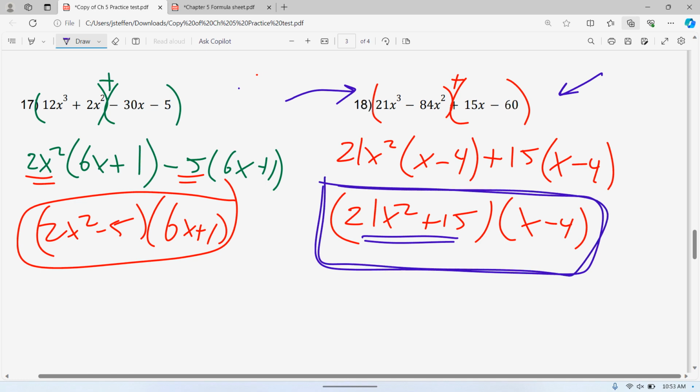And again, these numbers are bigger than what you'll have on your test. I'm going to make sure of it. I'm going to check right after this.